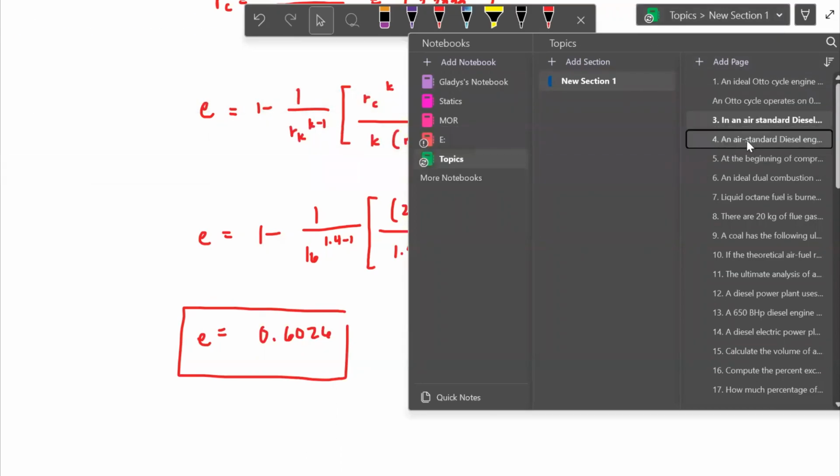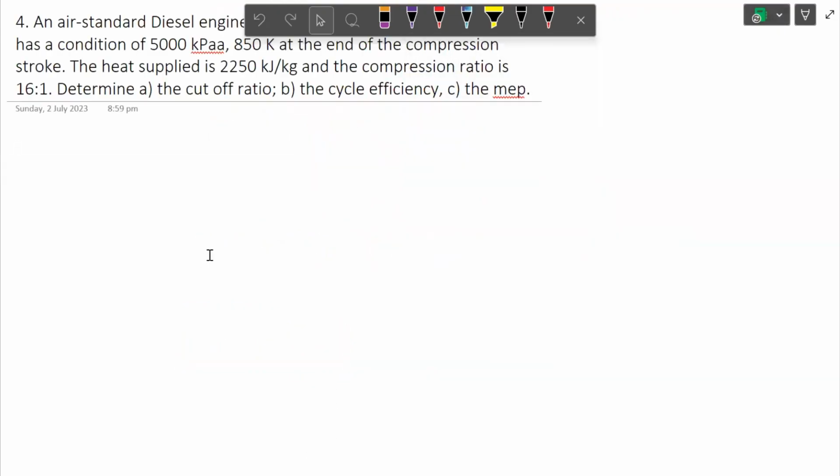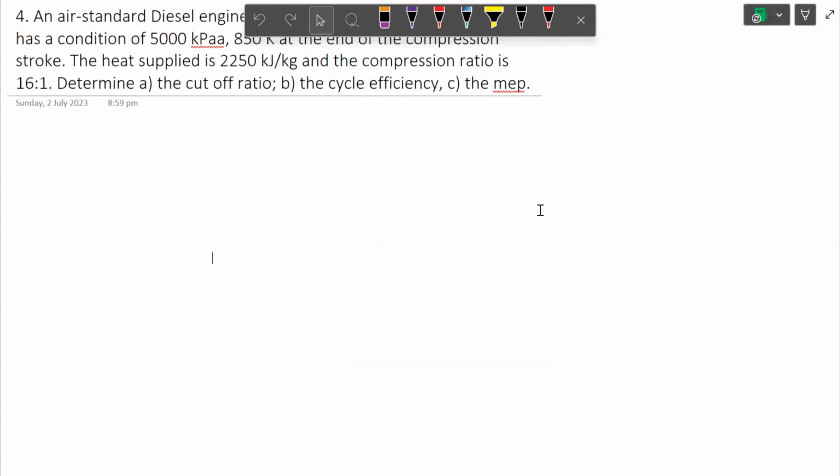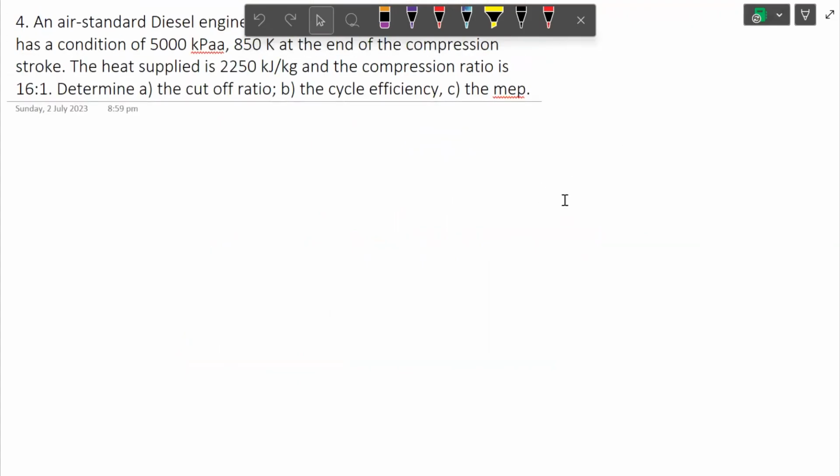So next, connected na problem. Connected ba siya? Hindi. So ito medyo mahaba-habang problem.